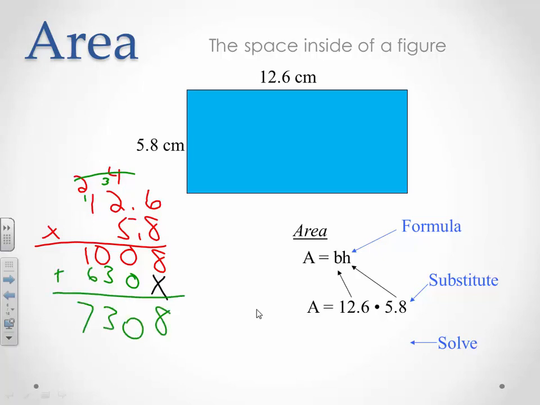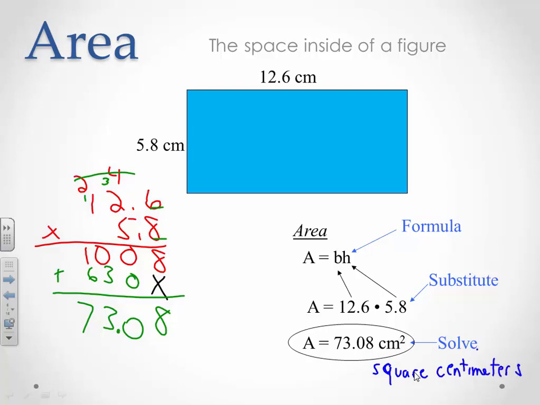Easy peasy. Okay, now let's remember there are 2 places behind the decimal point. That means we start at the right, we move over 2 places to get our 7308. And over here you can see that it's written. So A equals 73 and 8 hundredths. It's written as centimeters squared. And remember, you could also do this. You could say square centimeters. Either way is fine.